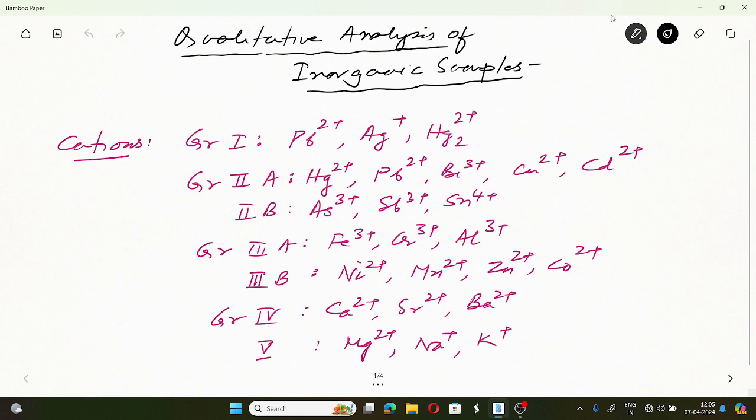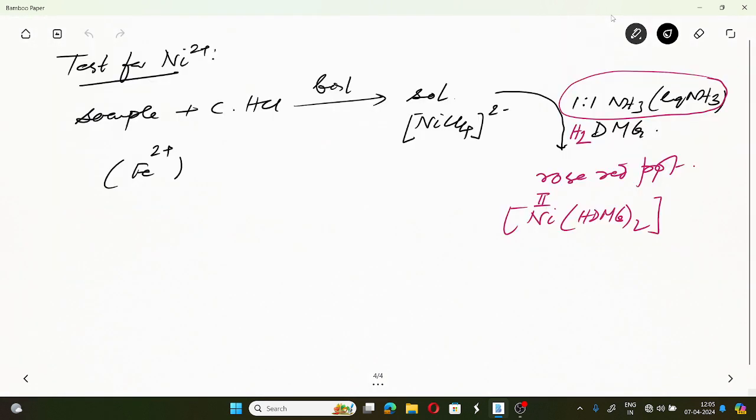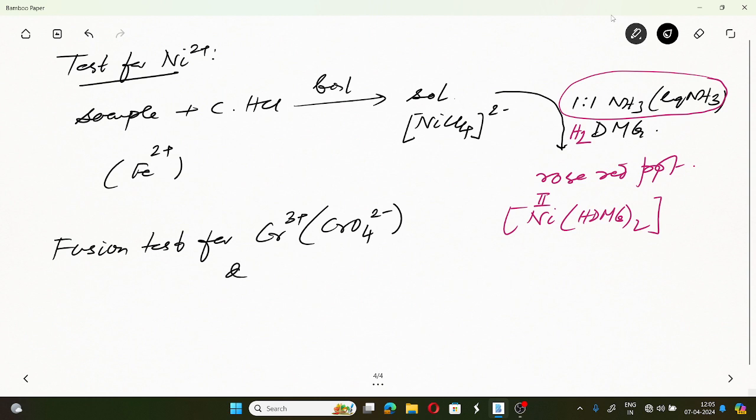If you look at chromium, how to detect the presence of chromium 3 plus and manganese 3 plus. This is by fusion test. So this is fusion test for chromium 3 plus or chromate and Mn2 plus. So by fusion test you can determine the presence of chromium 3 plus. It can also be chromate and Mn2 plus. So how to perform the fusion test?